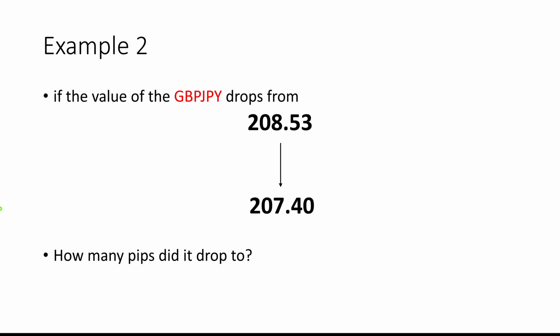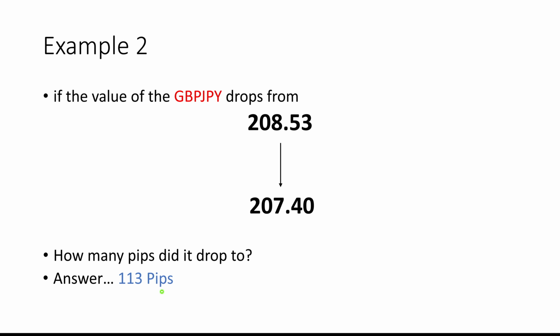Example 2: if the value of GBP JPY drops from 208.53 to 207.40, how many pips did it drop? A few seconds for you to do your calculation. Okay, let's look at the right answer. The right answer is 113 pips. I believe they had 113 pips. 113 pips is the right answer.